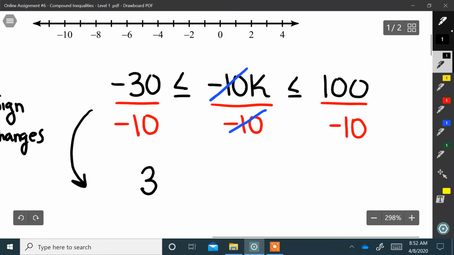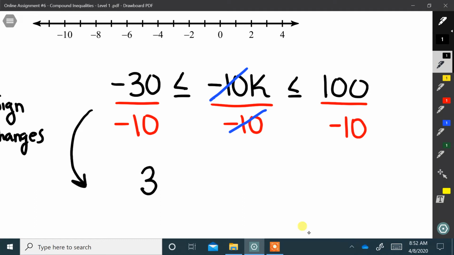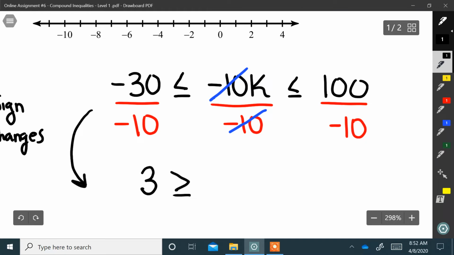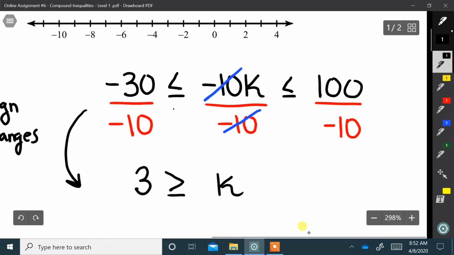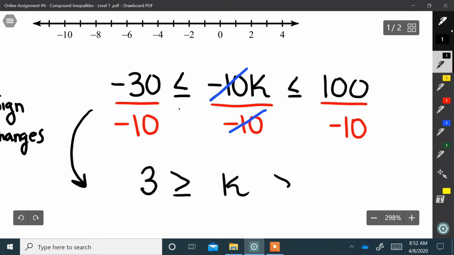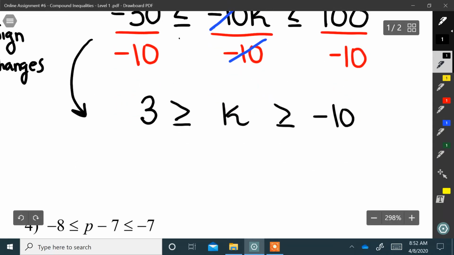And something is going to happen with the signs as well. The signs are actually going to switch because you're dividing by a negative. So this is going to switch to that, and this is going to switch to that as well. So 100 divided by negative 10 is going to be negative 10 right there. If you want, you can switch it up a little bit. You can put the negative 10 on this side and switch the signs again, if it makes you feel more comfortable writing it that way.